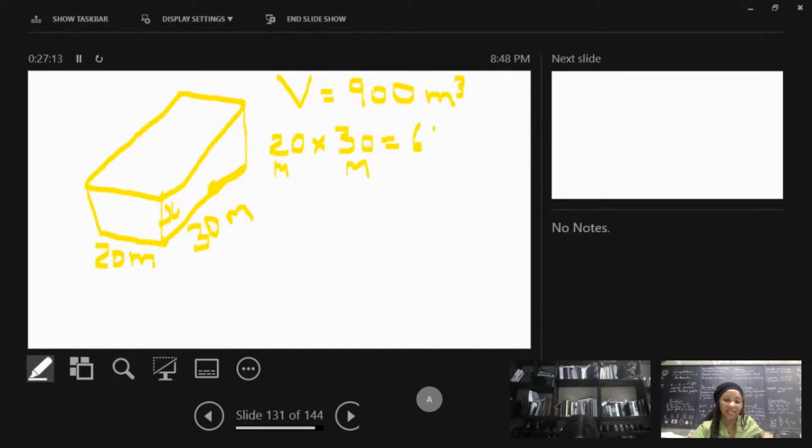All right, so this is 600 meters squared. So what next? The 900 meters cubed over the 600 meters squared. Divided by the 600. Subtract the 2 from the 3, that gives 1, so it has to be meters now.